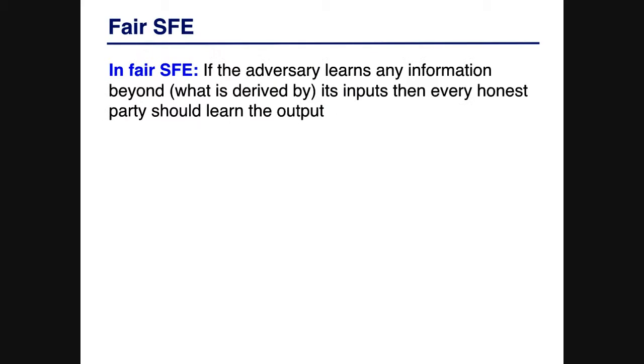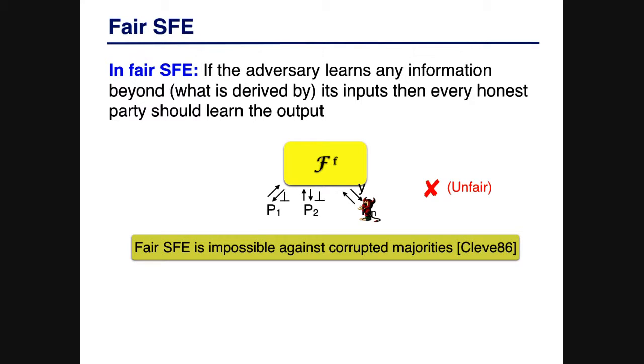Okay, so now, when do we say that such a protocol is fair? Intuitively, when the following holds: if the adversary gets any information from the computation more than what he can deduce from his own inputs, then every honest party should get the output. To give you some intuition, this situation cannot occur: it cannot be that the adversary gets the output and the honest parties do not get it. This we would call an unfair situation. From early results, from '86, Cleve's result, we know that if we want security against arbitrary corrupted majorities, then fairness goes out of the window. We cannot have fairness for corrupted majorities.